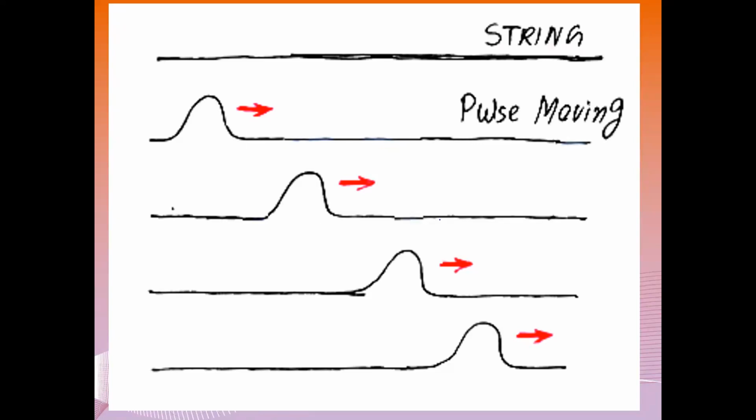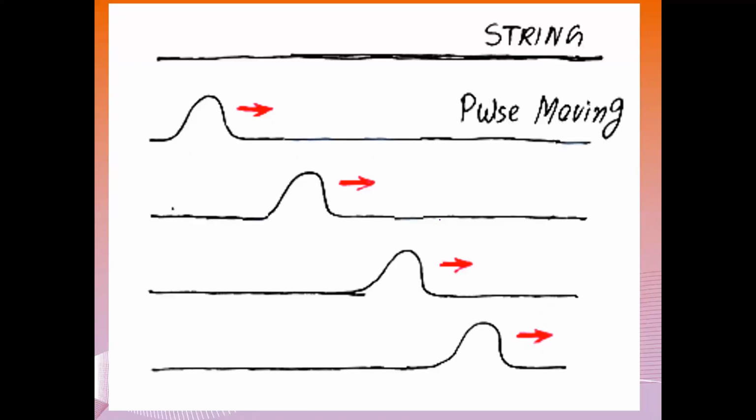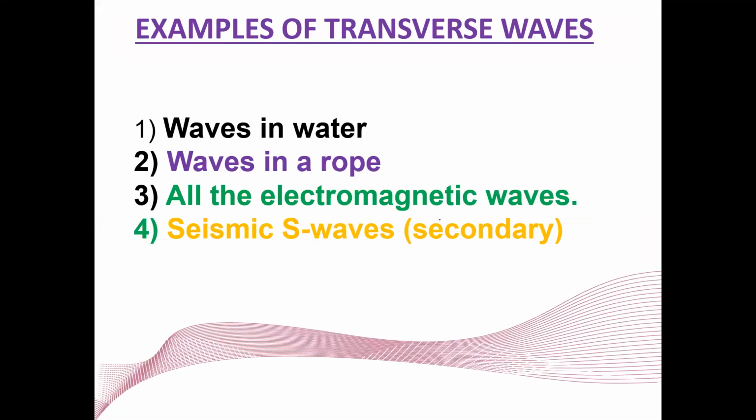Now, what happens in a transverse wave? Every particle goes up, comes down. It is like a disturbance which is moving. So a transverse wave is actually a wave in which particles are moving perpendicular to the wave. Now we have some famous examples: waves in water, waves in a rope, all the electromagnetic waves, and seismic S waves, secondary waves. Seismic S waves came in the latest syllabus, in 2022. You have to copy the list of transverse waves.